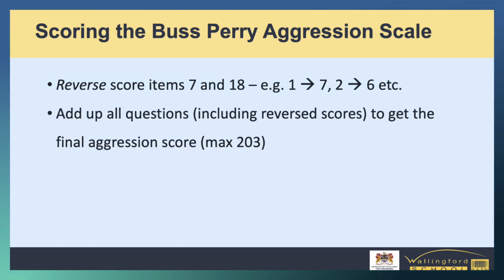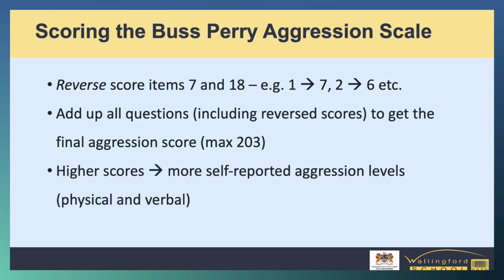You then add up all the questions, including the reverse scores, to get the final aggression score. You should get a maximum score of 203. Higher scores mean higher levels of self-reported aggression, and that's both physical and verbal.